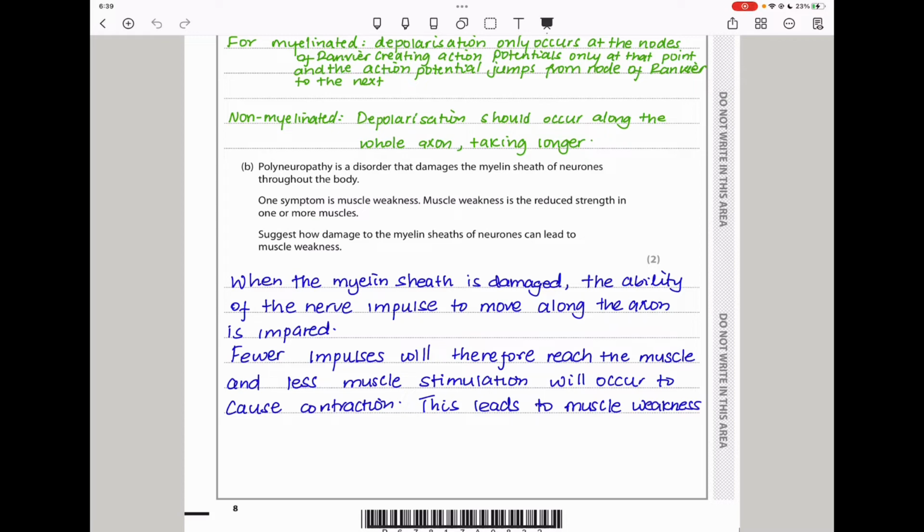So I said, when the myelin sheath is damaged, the ability of the nerve impulse to move along the axon is going to be impaired, or it's going to be slower. So fewer impulses will therefore reach the muscles, and less muscle stimulation will occur. This will lead to muscle weakness. So if there is less muscle stimulation, there will be less muscle contraction, and therefore they will not be able to take part in some activities that are required. So let us continue.